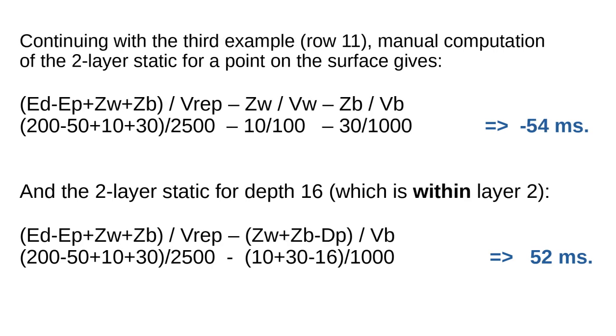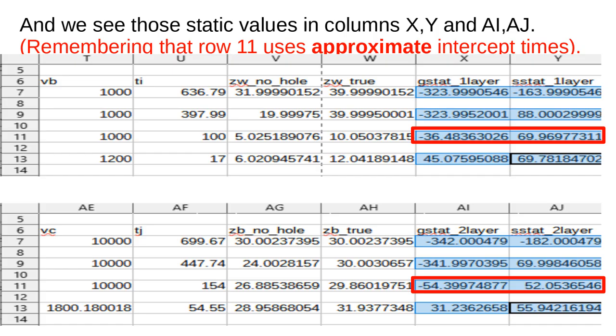Continuing with the third example, row 11, manual computation of the two layer static for a point on the surface gives that answer, and the two layer static for depth 16, which is within layer 2, gives that answer. And we see those static values in columns XY and AI, AJ. Remembering that row 11 uses approximate intercept times.